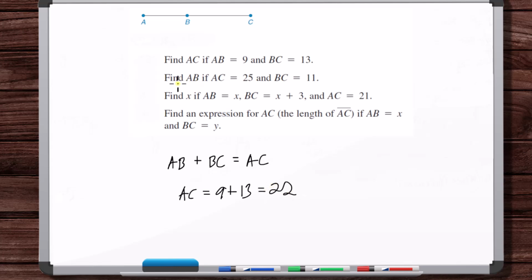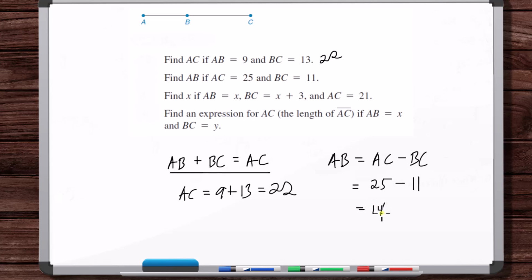All right. What about the length of AB if AC is 25 and BC is 11? Well, we can use this relation here, solve for AB, subtract the length of BC from both sides. And so AC is 25, BC is 11. So that's 14.